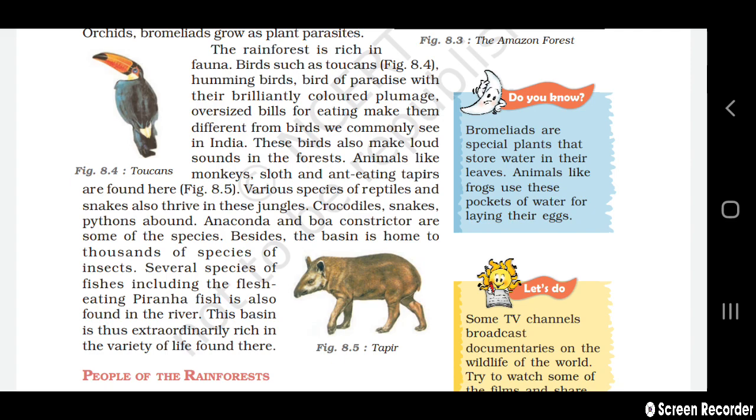Besides this, the basin is home to thousands of species of insects. Several species of fishes, including the flesh-eating piranha, are also found in the Amazon river. This basin is thus extraordinarily rich in varieties of life.